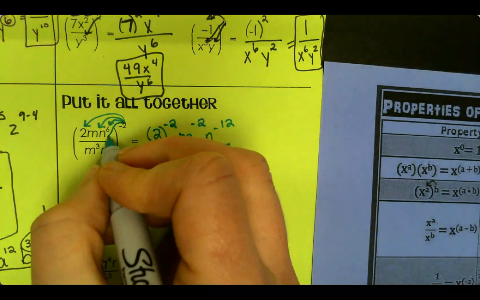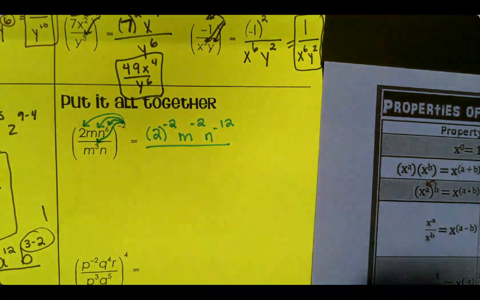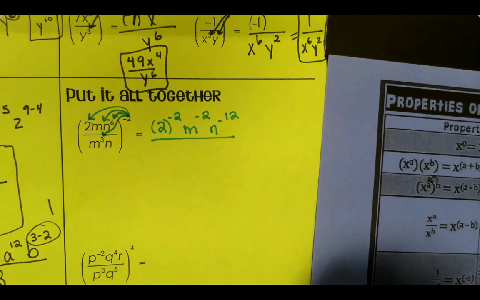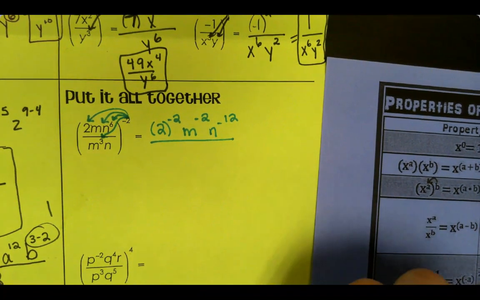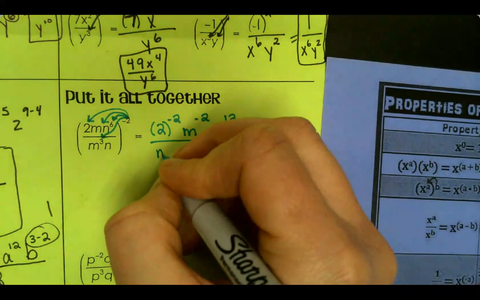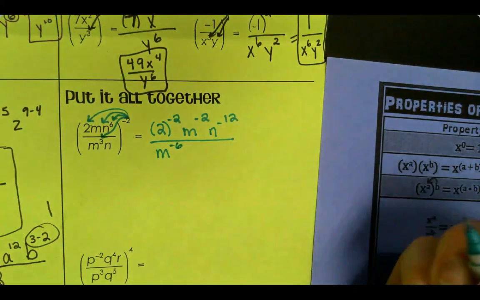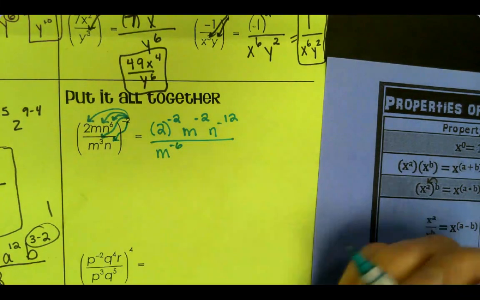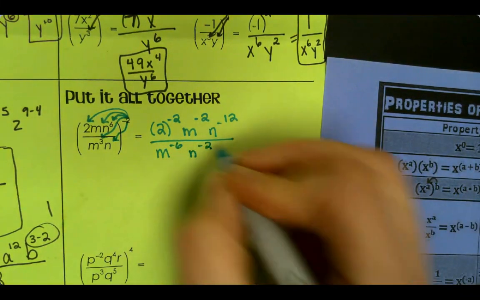Then we have to send it in to the denominator. So m to the third power, we're going to multiply the 3 times the -2, which is -6. And then n to the -2.